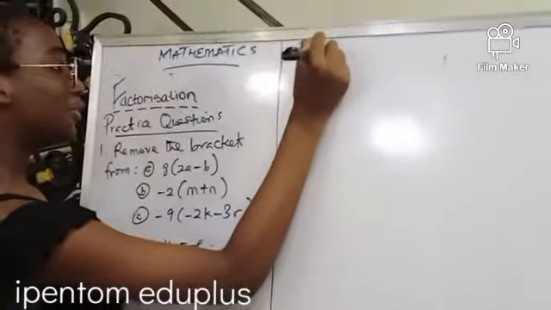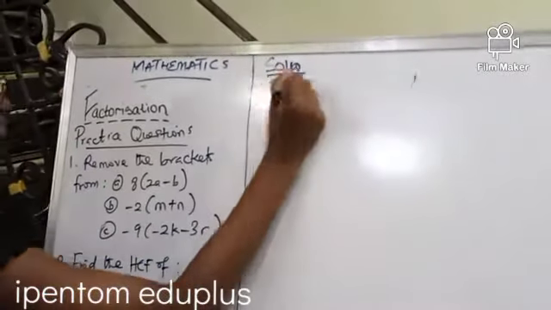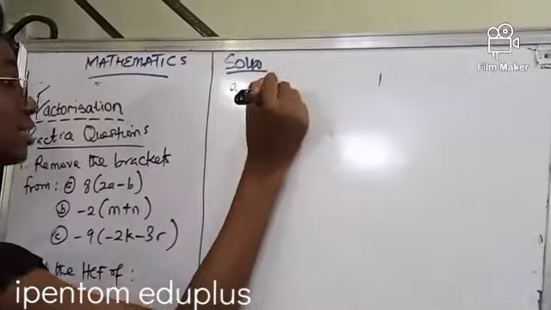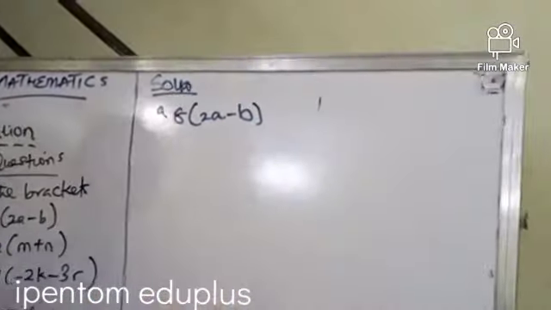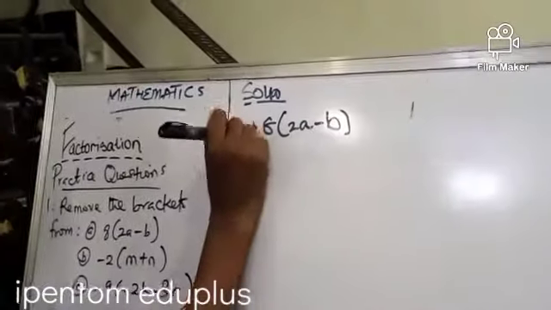Okay, for number 1A, that's removing the brackets. So this is the question here. So you know 8 times 2A is equal to 16A.